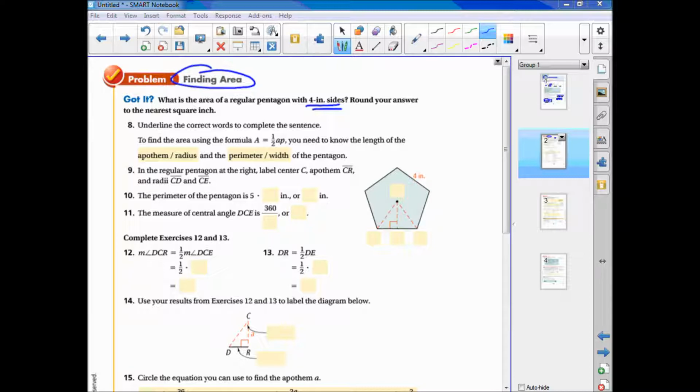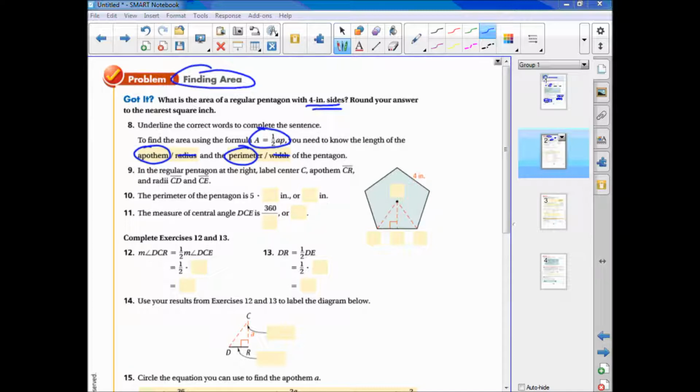Okay, so underline the correct words to complete each sentence. To find the area using the formula A equals 1/2 times the apothem times the perimeter, you need to know the length of the apothem, not the radius, and you need to know the perimeter of the pentagon.